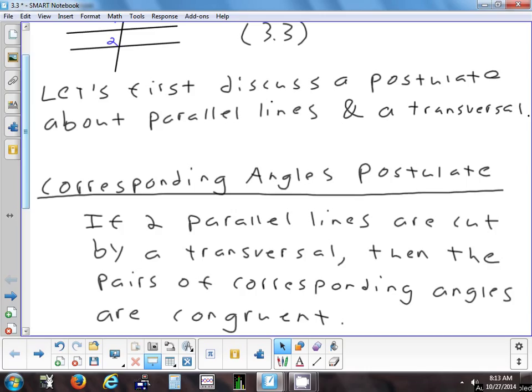Okay, tomorrow, we're going to end up switching that. The parallel line part is going to be the conclusion. So for example, if I tell you that corresponding angles are congruent, that would prove the lines are parallel. Okay, we're going to look at it that way tomorrow. But for today, you're always going to have parallel lines. And in this case, that means the corresponding angles are congruent.